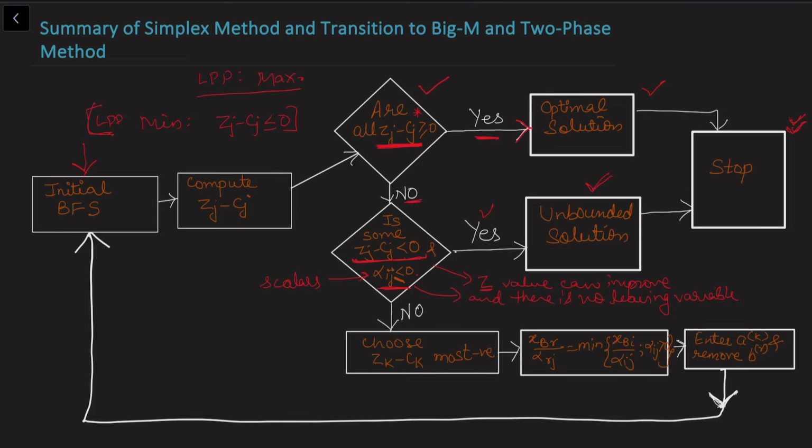In the next circumstance, if there are some Zj minus Cj which is strictly less than 0 and there are some alpha ij which is strictly positive. So this is another possibility for the scalar. In this case, we choose Zk minus Ck which is most negative. Select the leaving variable as per minimum ratio rule. Enter the variable Ak with the most negative and remove the Br vector and hence follow back to the next iteration. Here we find the new basic feasible solution by entering and leaving variable, and we have identified the pivot element. So by identifying the pivot or the leading element, we find the new basic feasible solution and we repeat the process. So this is how the simplex method works.